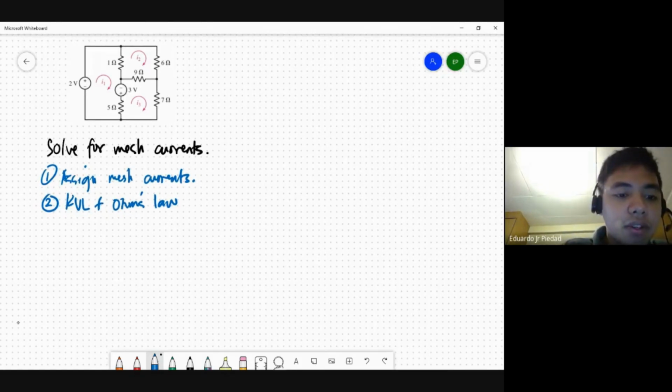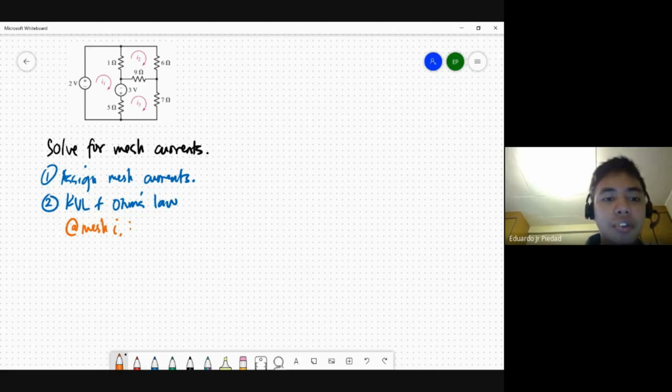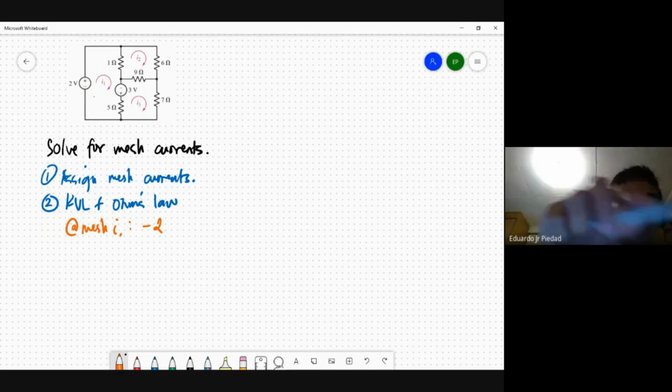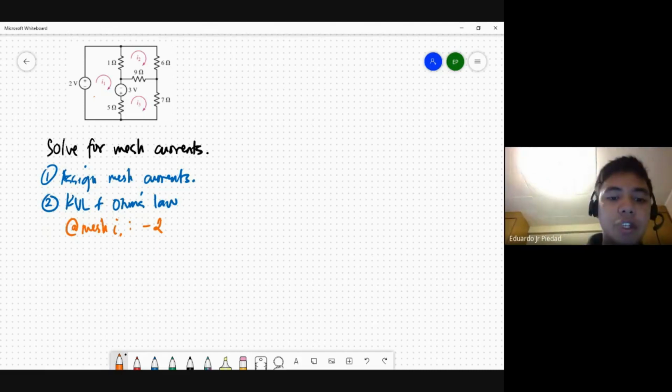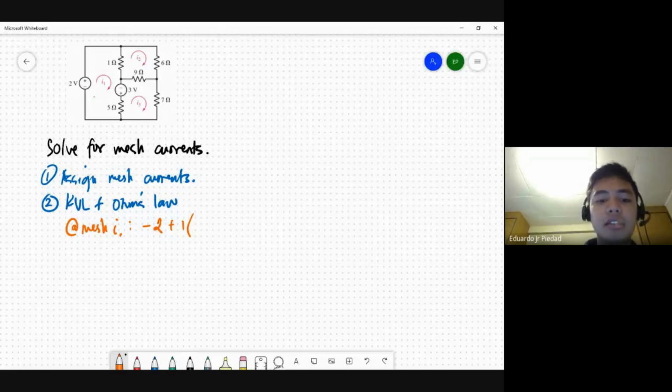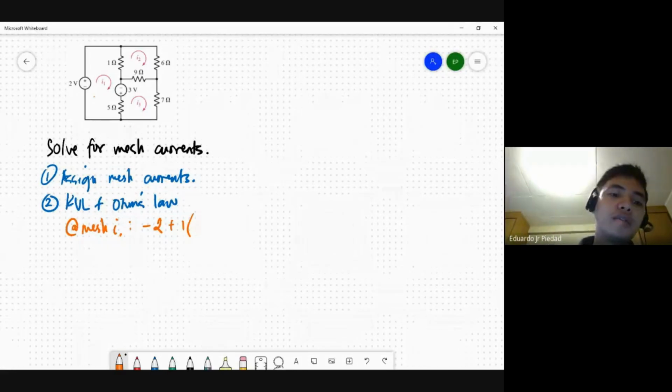So we have the first equation at mesh I1, so we have the equation -2. Why is it -2? -2 volts. We started from this direction and it enters the negative, so that's -2. Then plus 1 ohm, multiplied by the current. Because this is a summation of voltages, -2 is a voltage and 1 is a resistor, so it needs to be multiplied by current.